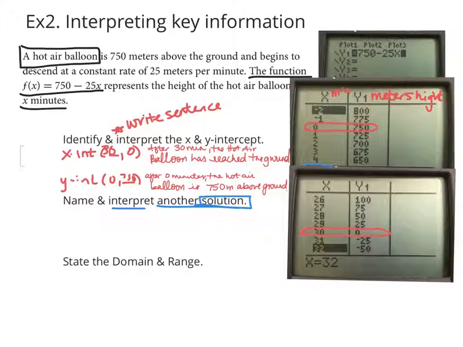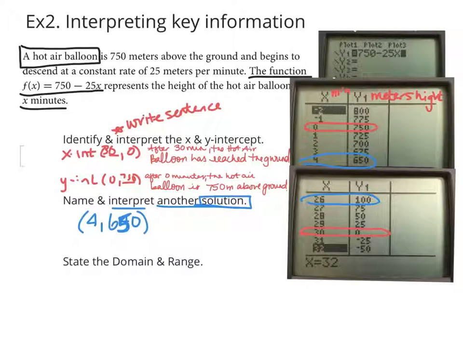For example, I could pick 4 and 650, and my sentence would say, after 4 minutes, the hot air balloon is, well, hopefully I write the right number, 650 meters above the ground. Or you could pick 26 and 100. After 26 minutes, the hot air balloon is 100 feet above the ground, right? There are a ton of different options that you could choose.